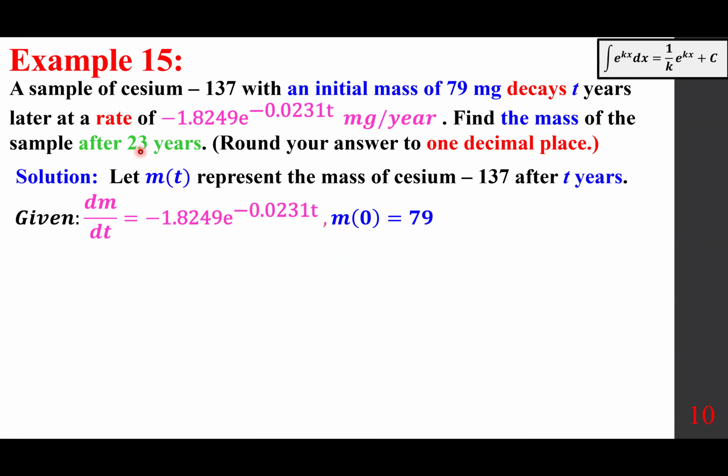So first, dm dt is this function, and m of 0 is 79. First, we are going to find m of t, then we're going to plug in 23. So this is the process we're going to go through.